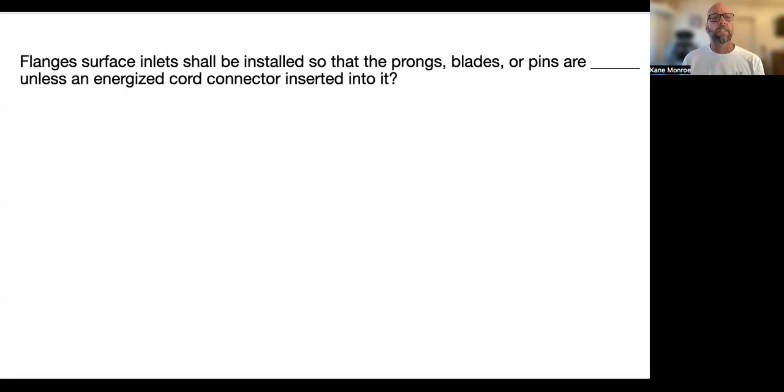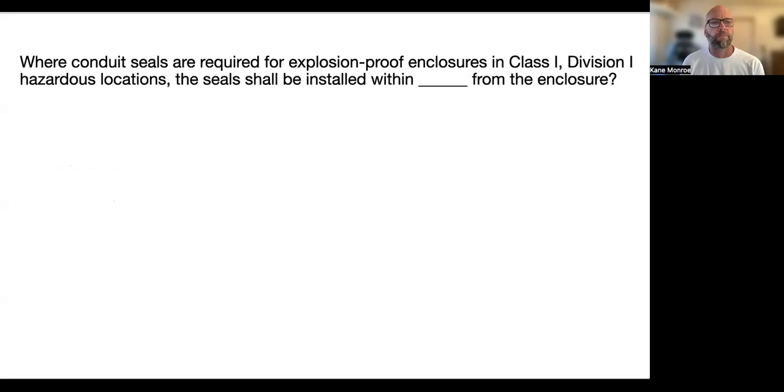Next one, flanged surface inlets shall be installed so that the prong blades or pins are blank unless an energized cord connector is inserted into it. So not energized. They're pretty much talking about receptacles or something like that. Maybe pin and sleeve connectors, it's just fancy wording that we don't use in the field.